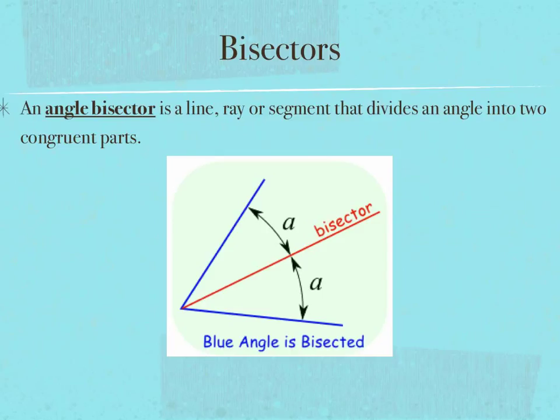What if I told you that the measure of this angle was 34 degrees? What would the measure of this angle be? Not 21. You have to be careful not to use that number. What would this angle be? If this is a bisector. 34. Yeah, this angle would also have to be 34.